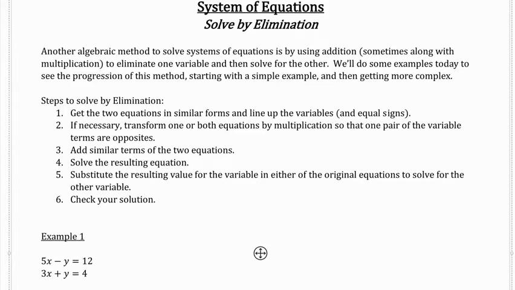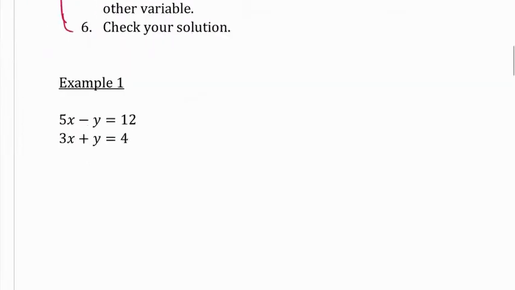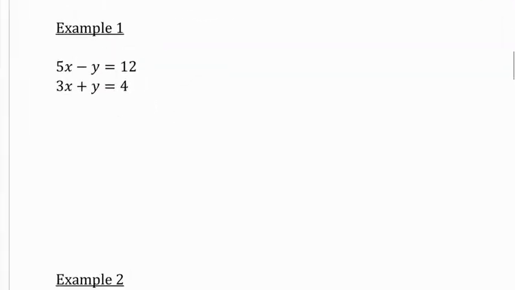Okay, so your steps are outlined here, right? We want to get the two equations in similar forms and line up the variables. If necessary, we're going to have to transform some of the equations by multiplication so that we can do elimination. By adding similar terms, we're going to be able to eliminate one, we're going to solve what's left over, and then plug that back in to get our other variable, and then we can check our answer if we want to, as always. Okay, so first example here.